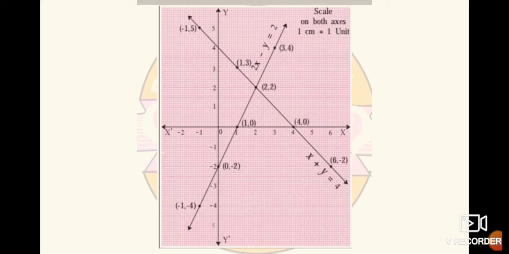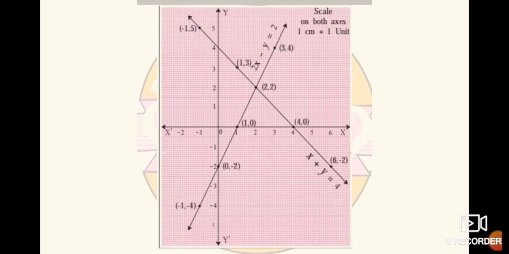Now you can see here the points that we have obtained during the calculation. Total 8 points we have obtained, and all the points we have shown there: (-1, 4), (0, -2), (1, 0), (2, 2), (3, 4), and then (6, -2), (4, 0), (2, 2), (1, 3), (-1, 5). All those points we have marked properly and minutely, and then we have drawn two different lines which pass through those points. And if you see, those two lines have intersected.